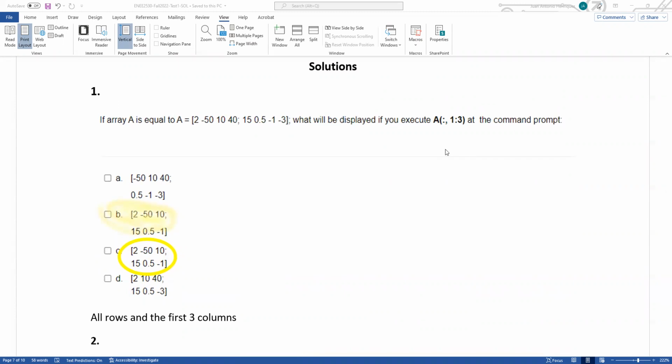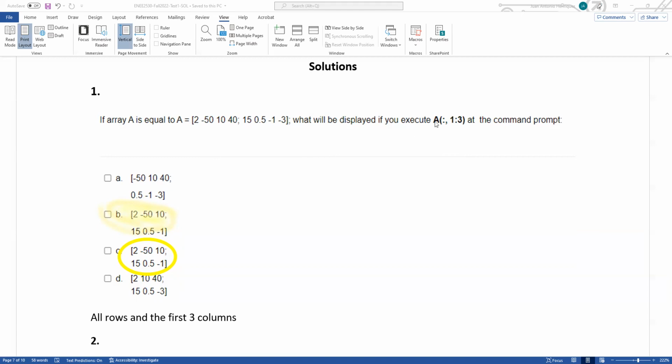On this particular one, it asks what will be displayed if you type this command. Now, keep in mind that typing those commands is not going to change the contents of the matrix. The matrix remains the same. It's just that the information you're going to see is based on the commands.